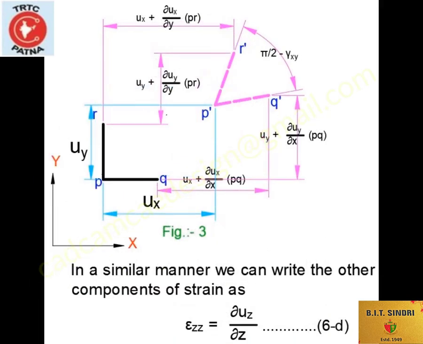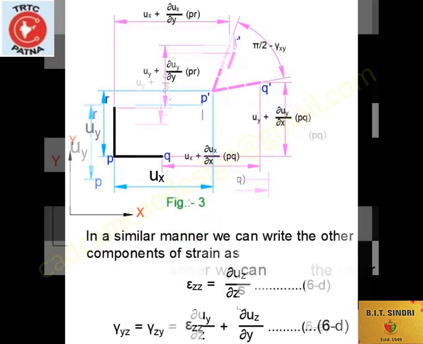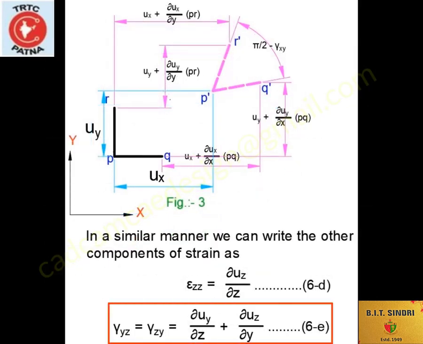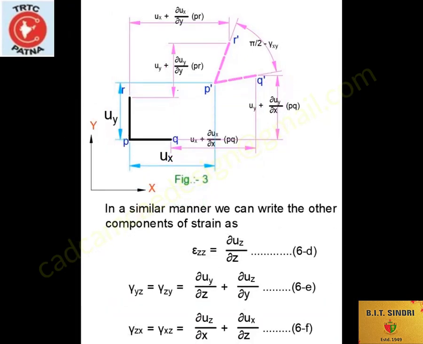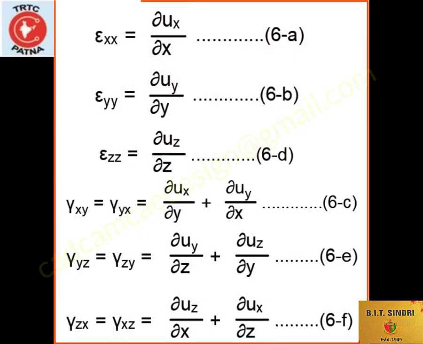In a similar manner, we can write the other components of strain. Normal strain in zz is equal to del uz by del z. Shear strain about yz, equal to shear strain about zy, equals del uy by del z plus del uz by del y. Shear strain about zx, equal to shear strain about xz, equals del uz by del x plus del ux by del z. An important feature of equation 6 is that the strain components depend on the rate of change of the displacements and not upon their absolute values.